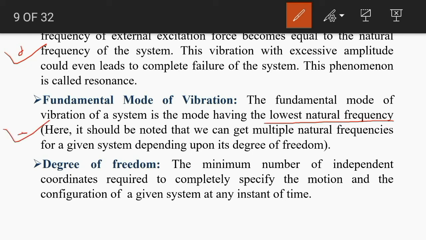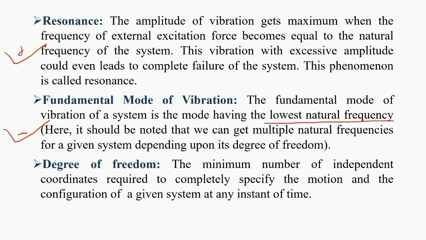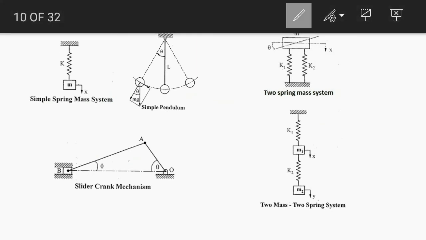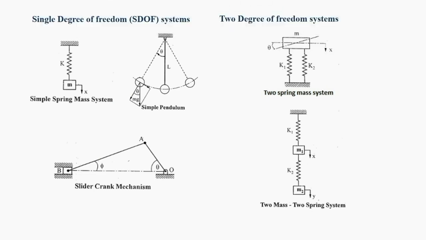Okay, next one, that is degree of freedom. So we all know that degree of freedom is nothing but the minimum number of independent coordinates required to completely specify the motion and the configuration of the system at any instant of time. That is degree of freedom. Okay, so this definition could be better understood by looking at some examples. Here many examples are provided for single degree of freedom systems and 2 degree of freedom systems.